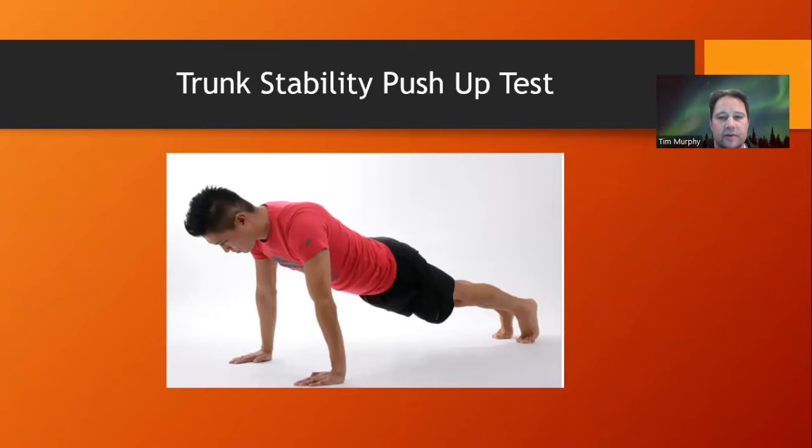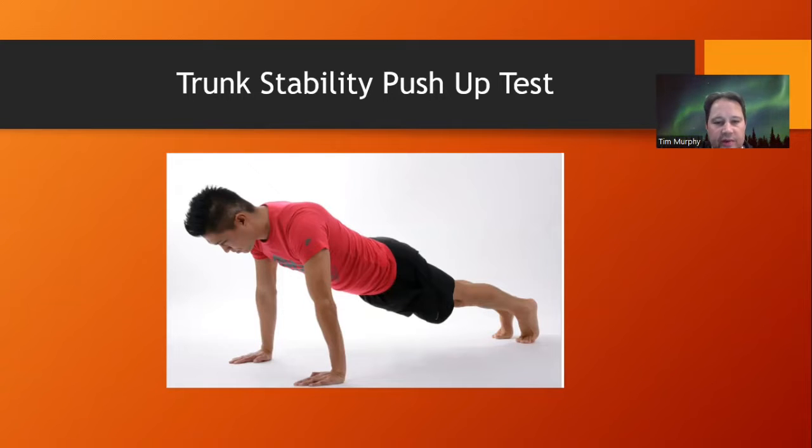The trunk stability push-up test has the participant in the pictured position and perform 1 to 2 push-ups. The scoring assesses the quality of the push-ups to determine if the body is raised as a unit with no sagging or curvature. Score between 0 and 3.